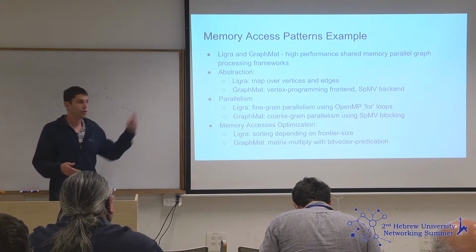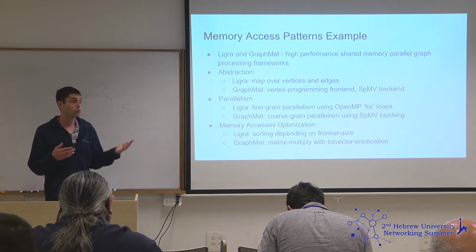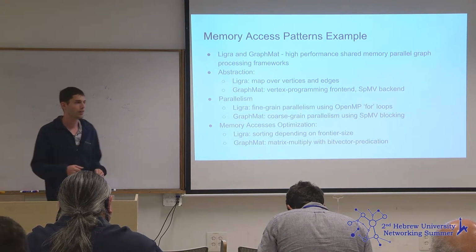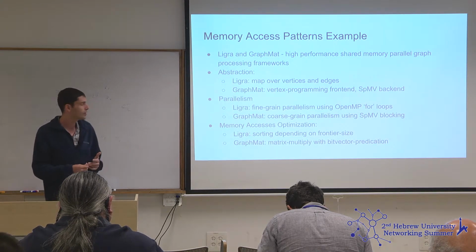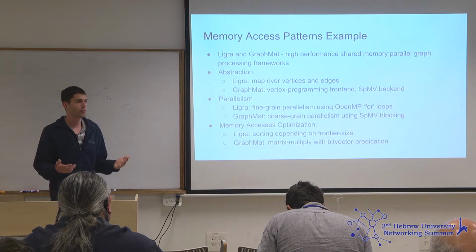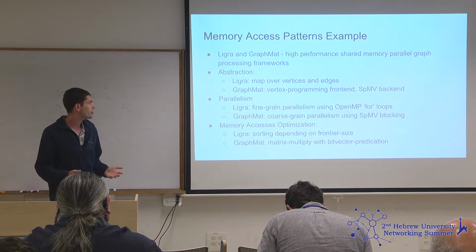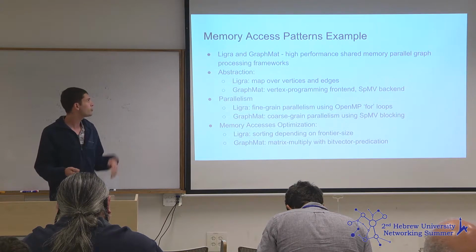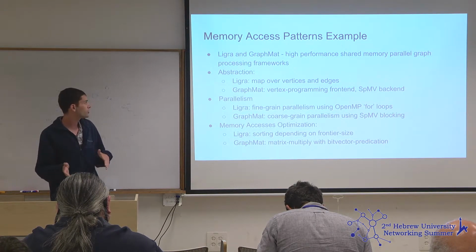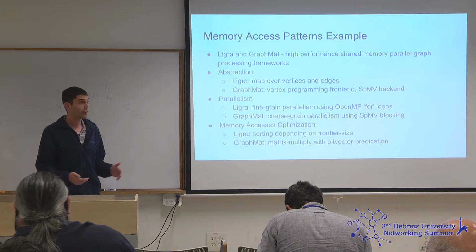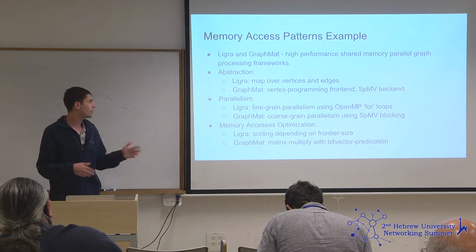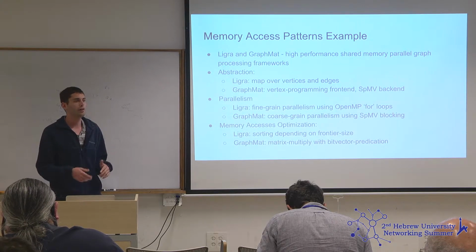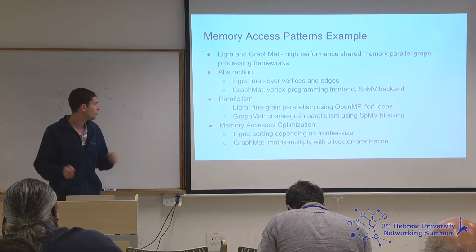So we took two of these frameworks, two of the high-performance shared memory ones, because distributed are a bit harder to analyze, and we tried to look at their memory access pattern to try to see what we can do with the memory system. We took Ligra and GraphMat, which use a bit different abstractions. Ligra is more vertex-centric. GraphMat uses a sparse linear algebra backend. Even in the parallelism, they use kind of different granularity. GraphMat, as a sparse linear algebra abstraction, uses more coarse-grained parallelism, while Ligra uses OpenMP for loops.